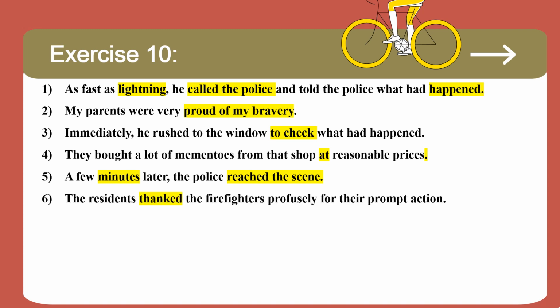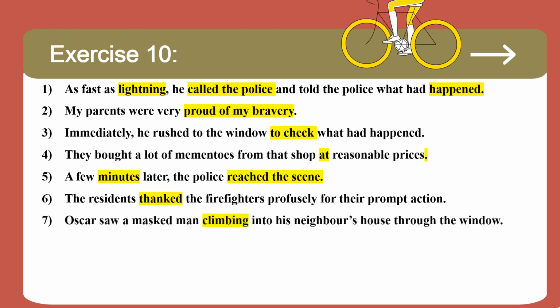Number 6, the president's tank. The resident's tank, you cannot say was tank. 杯，如果是 was tank 的话，就是被谢谢了，it's wrong. Tank. Okay, there's only one. For number 7, Oscar saw a masked man climb into his neighbor's house. Wrong. It should be climbing. Remember what we said? I saw the boy crying in the toilet. There will be the ing there. Okay, so this is for number 7.